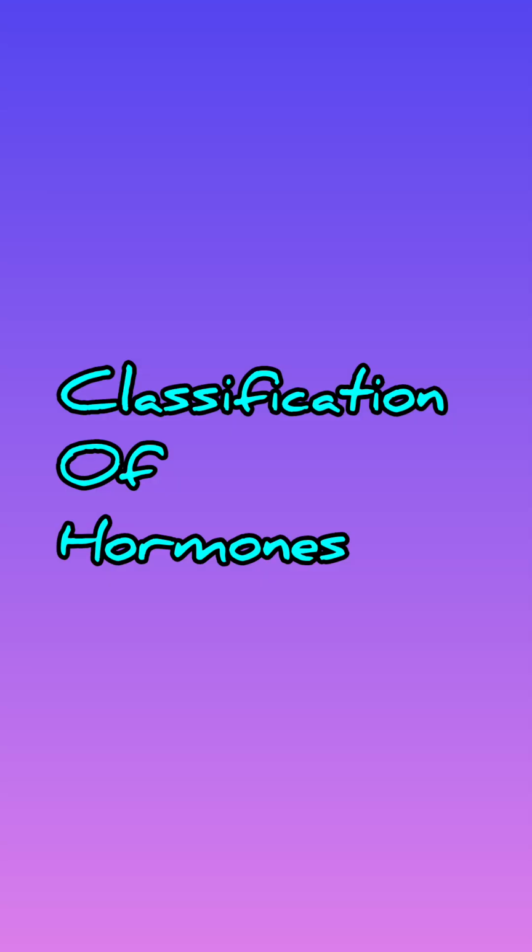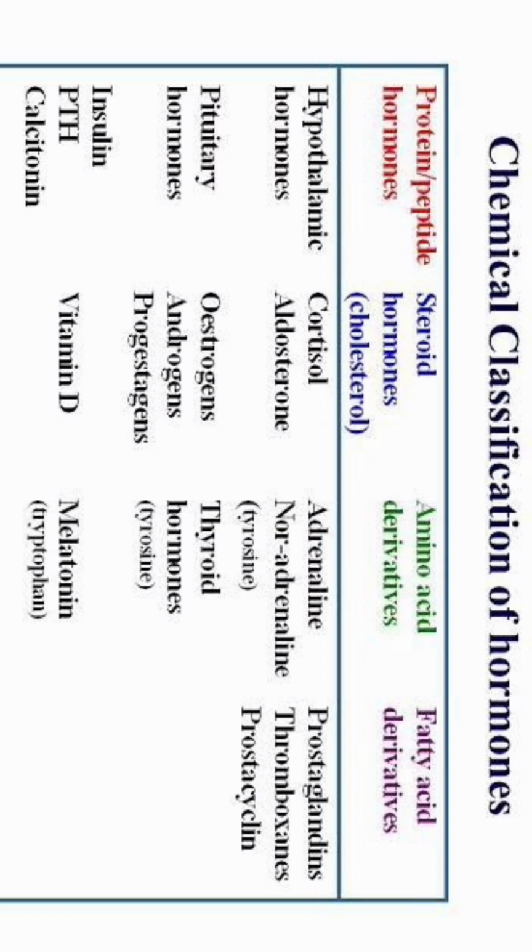Let us discuss the classification of hormones. We have four classes of hormones. First one is the peptide derivatives. In this class, we find LH, FSH, all hypothalamic hormones, PTH, calcitonin, and thymosin. And in the amino acid derivatives, we find melatonin, epinephrine, and norepinephrine.